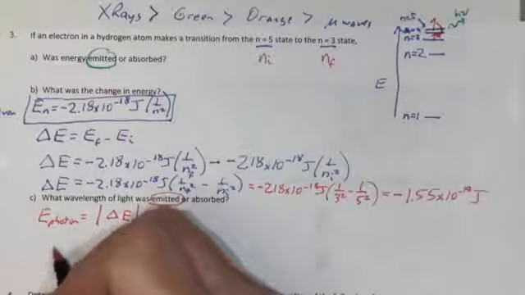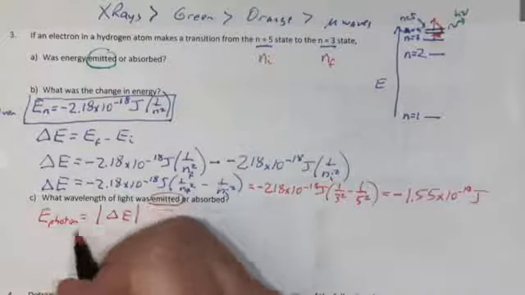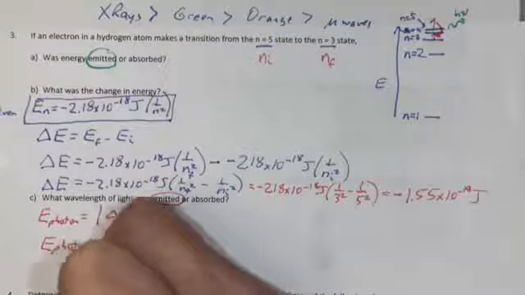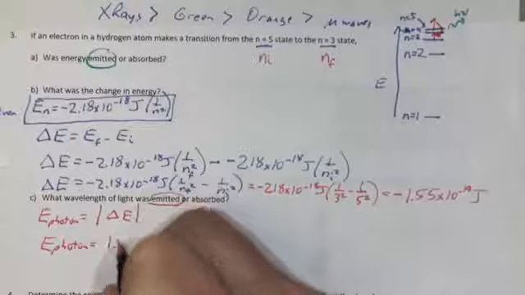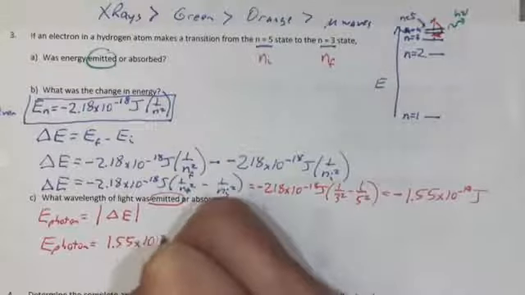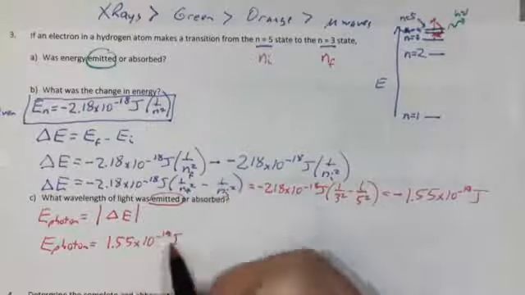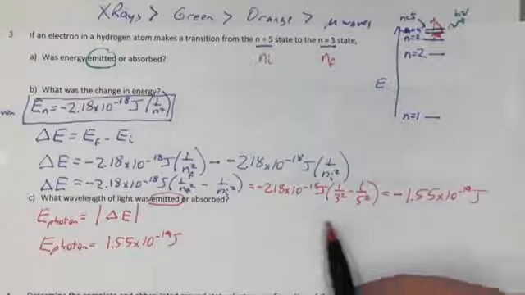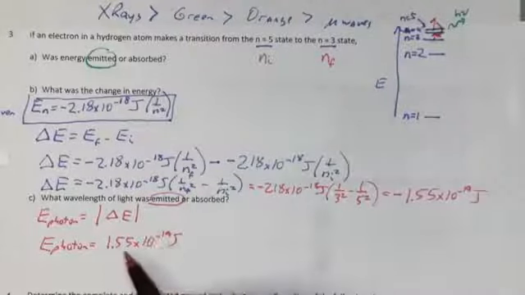So the energy of the photon of light is equal to 1.55 times 10 to the negative 19 joules. So what we did, we changed the sign. Delta E has a negative sign because it's losing energy. The photon itself is just the absolute value of that.